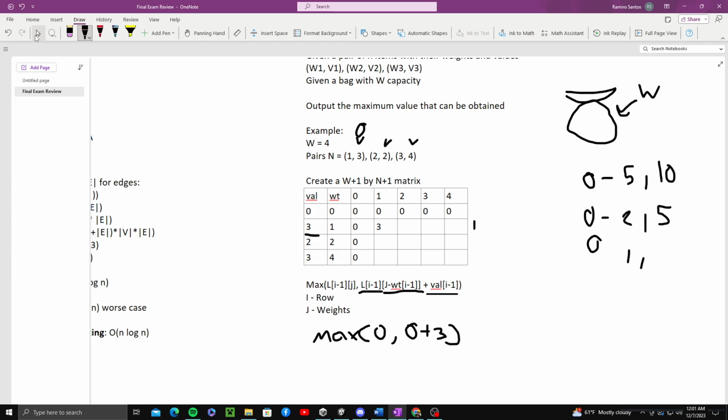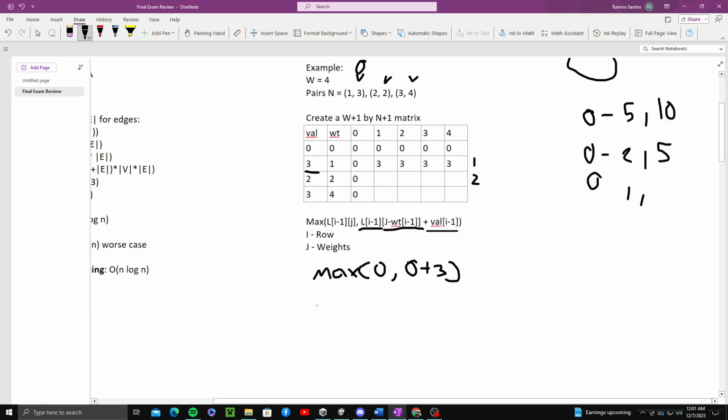Now, we're at 3. We're going to do the same setup for all of them. So, I look up, I look diagonal to myself. But 3 is always going to be dominant. Now, we are getting into the second row. So, this is row 2.